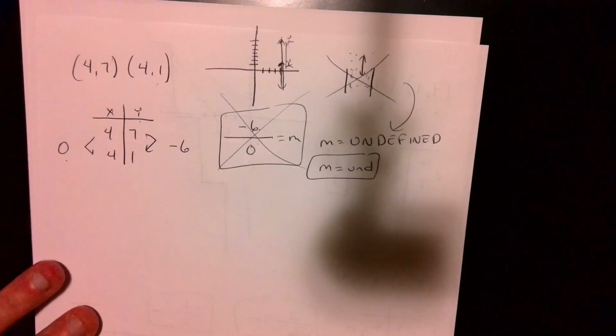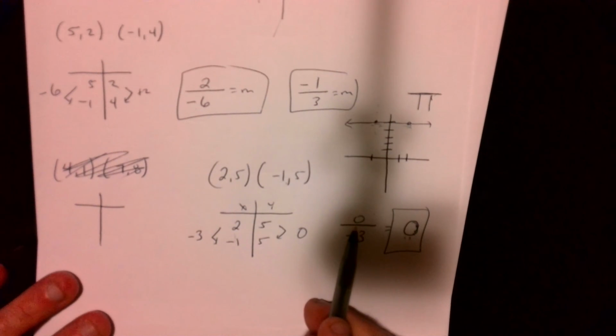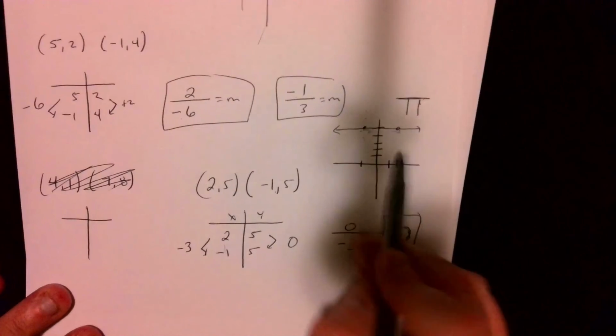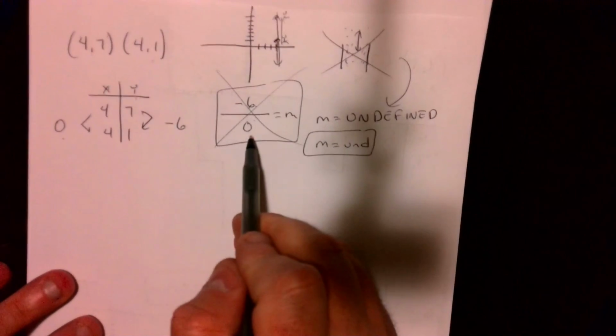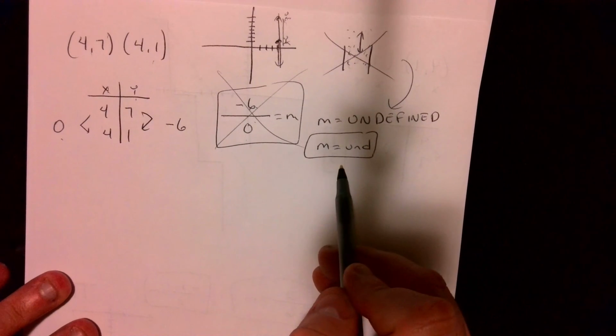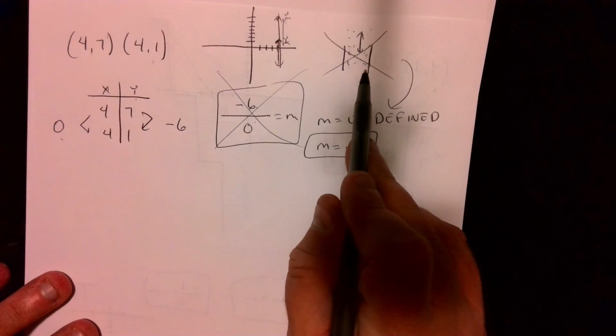Okay? You can have 0 on top. That means 0. That's flat. That's Arizona roof. You can do this. But you can't get 0 on the bottom. That's undefined. It looks like this.